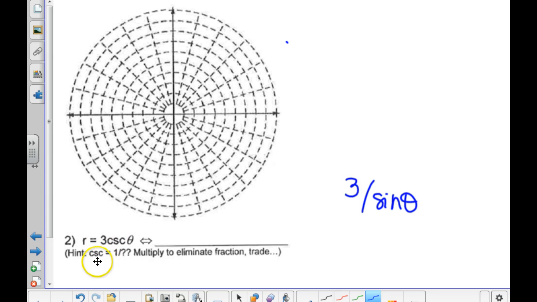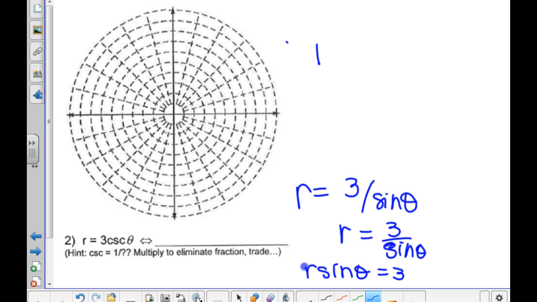It says hint: multiply to eliminate the fraction and trade. Right now it says r equals 3 over sine theta. I want to multiply the sine over to that side. I should have written it not with a sideways fraction bar. If I multiply that over there, I get r sine theta equals 3. What is r sine theta? You've been telling me since the vector chapter. r sine theta is equivalent to y. Guess what you just graphed? The line y equals 3.